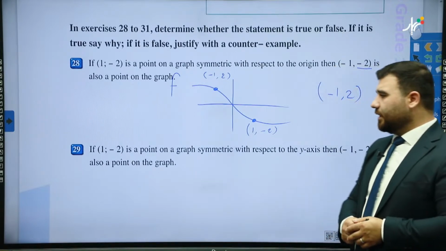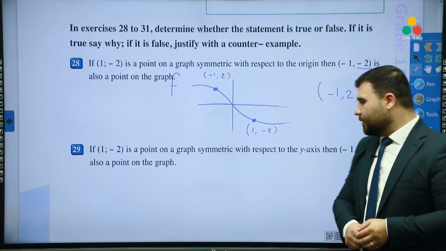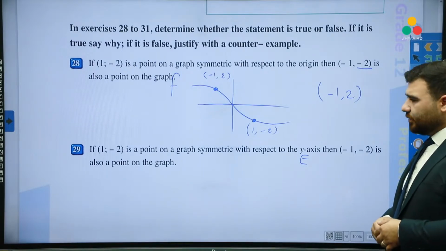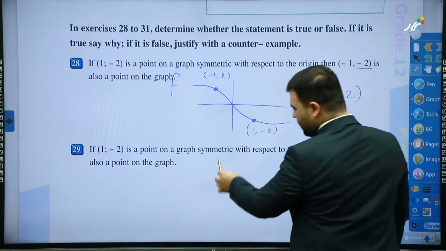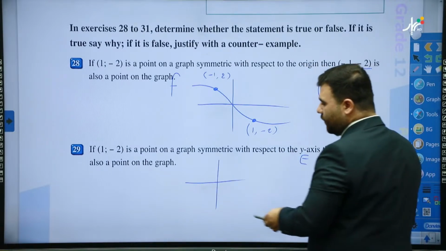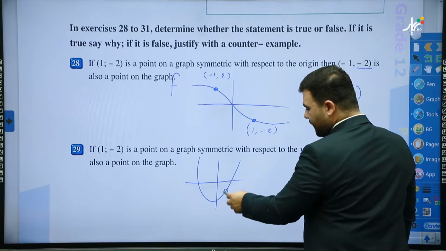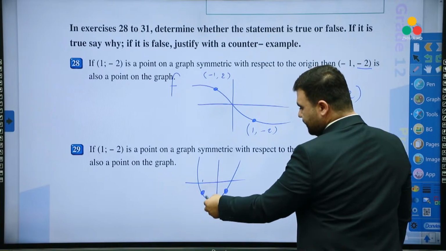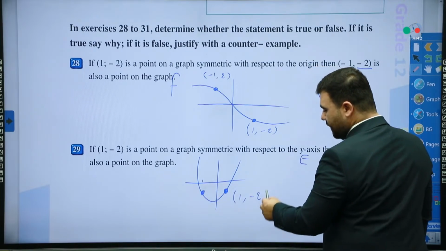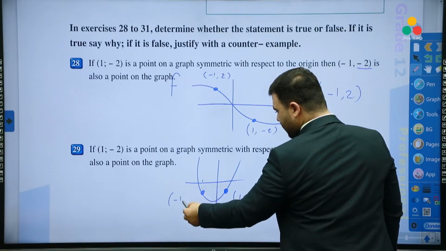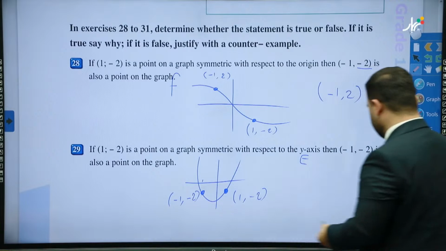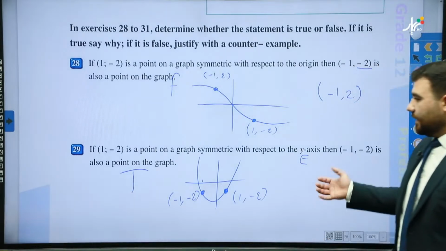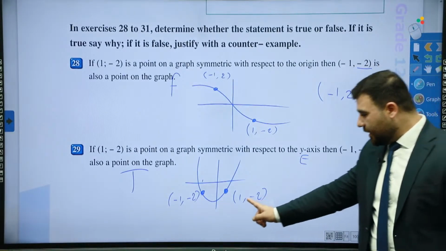29, if 1, negative 2 is a point on a graph symmetric with respect to the y-axis, meaning even, then negative 1, negative 2 is also a point. Let's see. If 1, negative 2 is a point on the graph, then the other point should be negative 1, negative 2. If this is 1, negative 2, the partner should be negative 1, negative 2. Do we have this? Yes, we do. Then 29 is true.